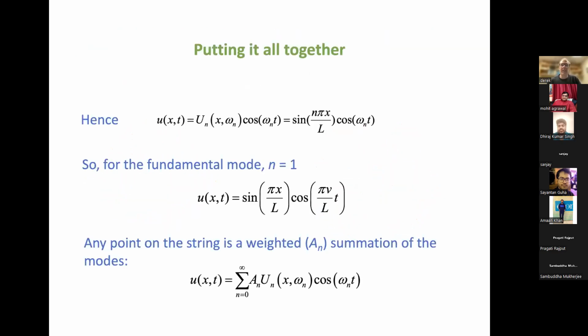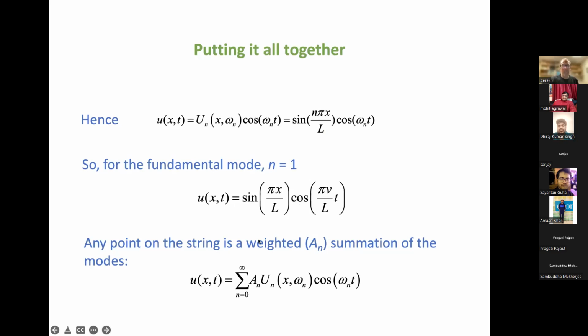So we can put it all together. We have the displacement in terms of space and time equals our spatial eigenfunction times our time variation. And that is just sine(n pi x over L) times cosine(omega sub n t). So for the fundamental mode, for instance, n equals 1, u of x and t equals sine(pi x over L) times cosine(pi v t over L).